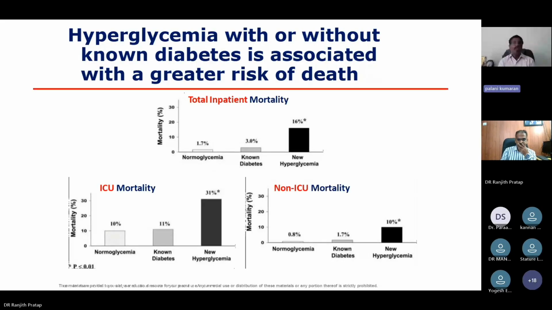So definitely we know that hyperglycemia, with or without previously known diabetes, is associated with a greater risk of death. So these are the data which show that the total inpatient mortality, the ICU mortality and the non-ICU mortality are all increased in both already known diabetic patients and new onset hyperglycemia whenever the patient is admitted.